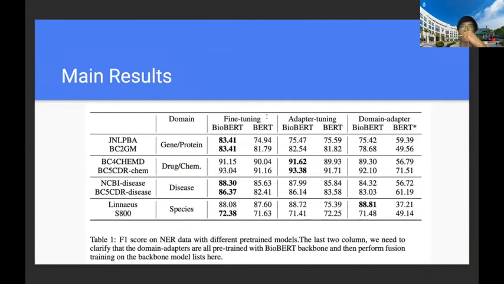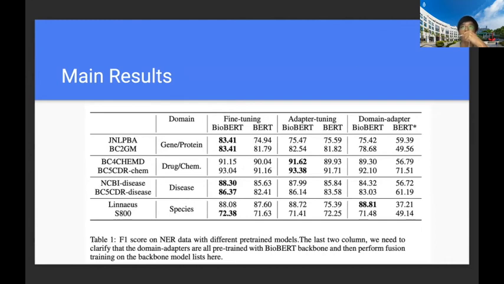And firstly, we can see that with appropriate backbone model, we can achieve great results with adapter tuning by tuning only a small number of parameters, specifically by comparing the results of each method with BioBird, which is in the first column for each method. We find that both the adapter tuning and domain adapter approaches achieve similar performances to that of fine tuning, and even outperform it on the drug chemistry domain and the species domain for the adapter tuning and domain adapter respectively.